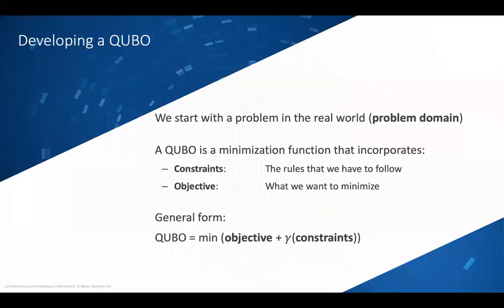All right, to develop a QUBO, we're going to start with a problem in the real world, and we're going to develop some constraints, the rules we have to follow, and then we'll have an objective function of what we want to minimize. And the general form looks like this: the minimization of an objective plus the constraints and a number known as a Lagrange multiplier, the gamma, which will be some number which will change a little bit later on.